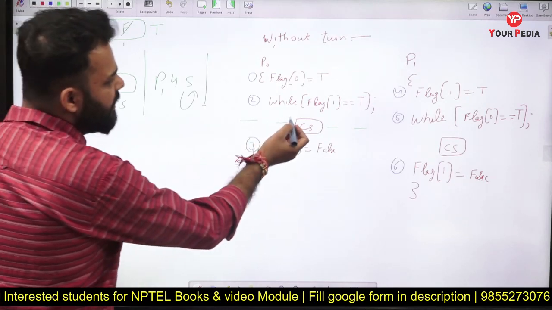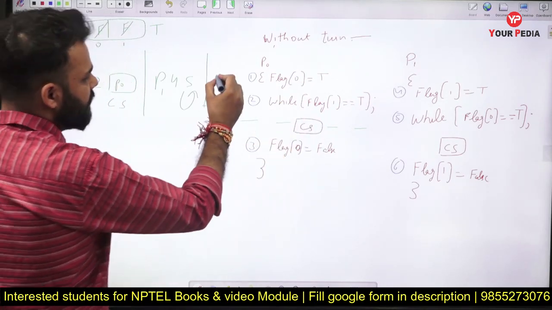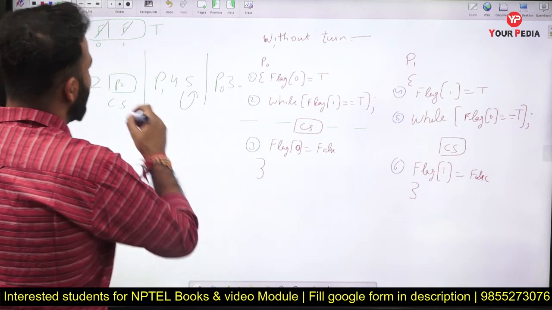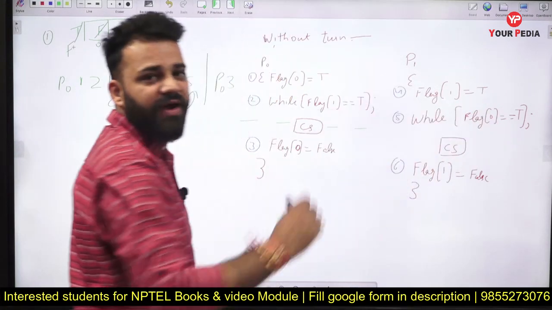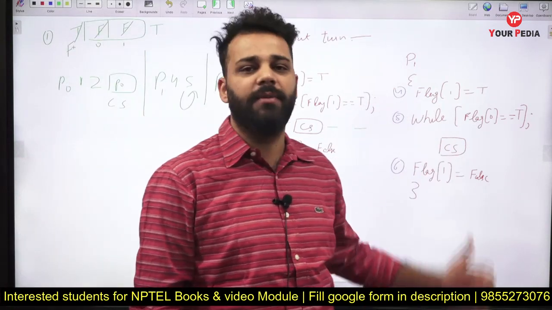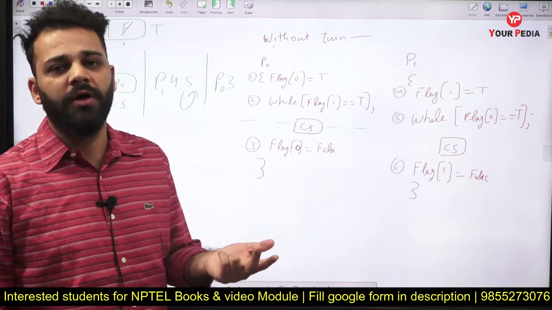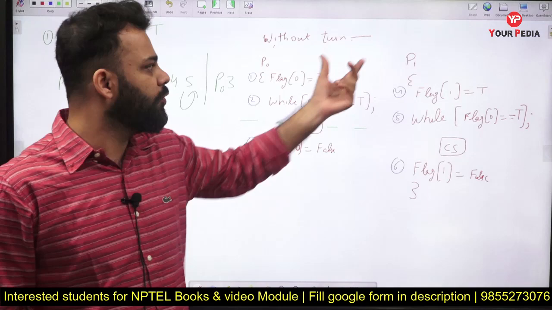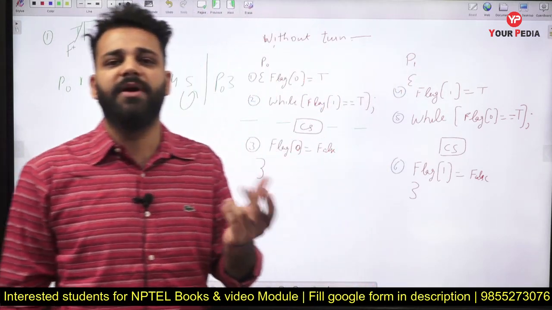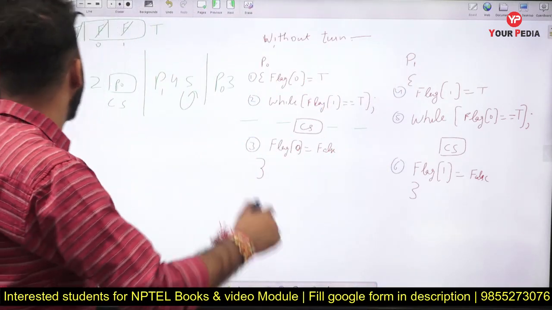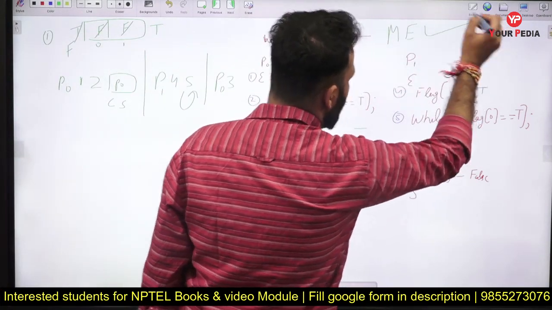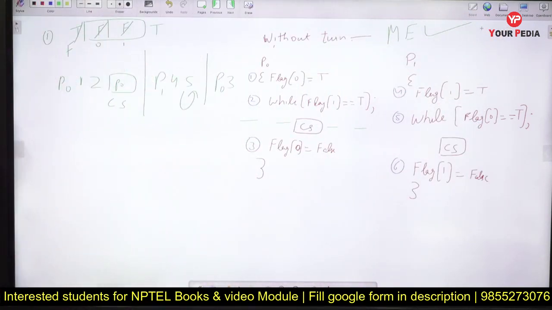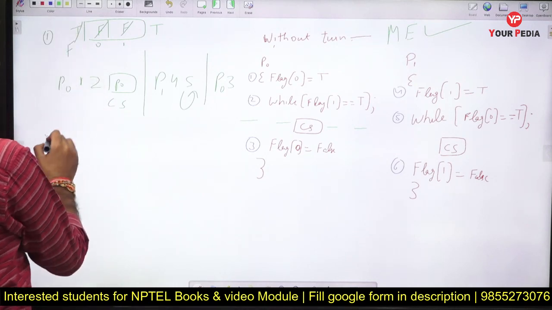Now when P0 comes out of the critical section, it will make its flag value equal to false, and then the while loop will fail, and then P1 will be able to enter the critical section. So there is no way in which two processes are simultaneously entering the critical section. So obviously mutual exclusion is satisfied. It is not violated.